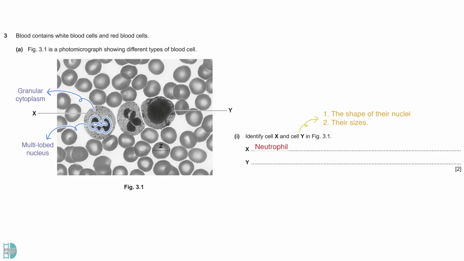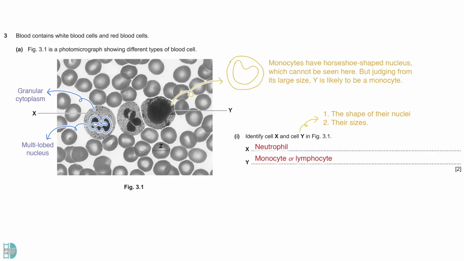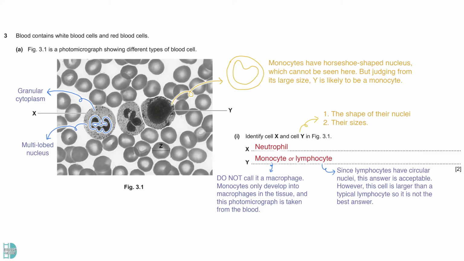There are 2 acceptable answers for Y, monocyte and lymphocyte. Even though we can't see the horseshoe-shaped nucleus, judging from its large size, this is a monocyte. Do not name it a macrophage, as this is a blood smear. Monocytes only develop into macrophages in the tissue. Due to the circular-shaped nucleus, identifying it as a lymphocyte is also credited. However, lymphocytes usually have the same size as red blood cells, so cell Y is not likely a lymphocyte.